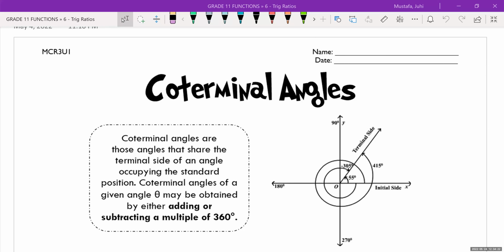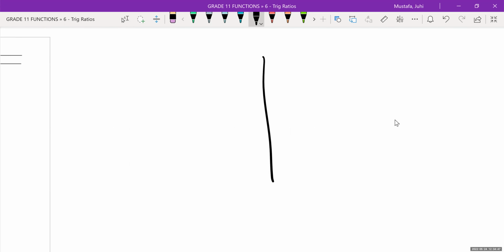So coterminal angles is not really even a topic on its own. It's just something to mention. And I'll read the definition and I'll tell you how I explain it. So coterminal angles are those angles that share the terminal side of an angle occupying the standard position. Coterminal angles of a given angle theta may be obtained by either adding or subtracting a multiple of 360 degrees. It sounds really complicated, but let me show you what it actually means.